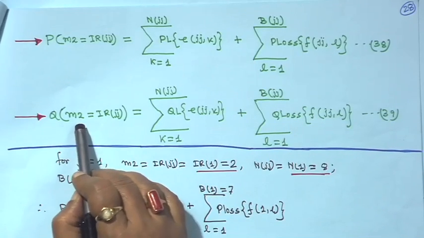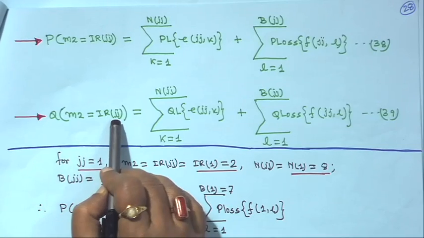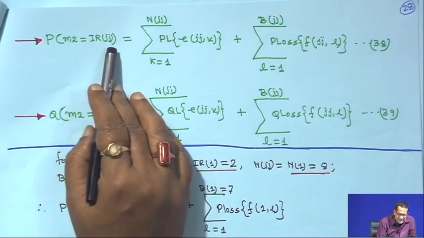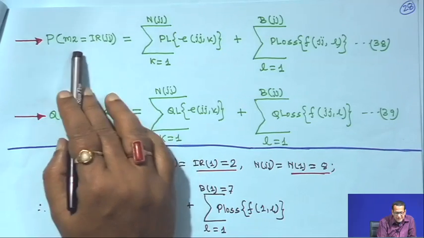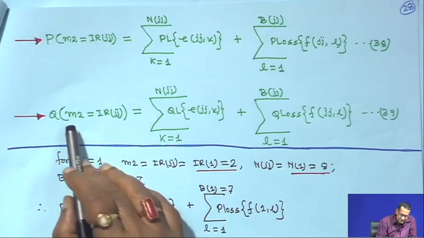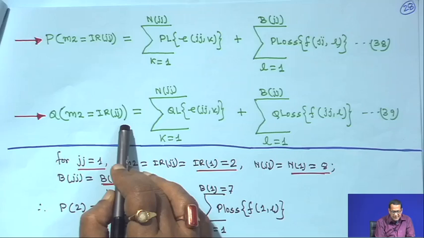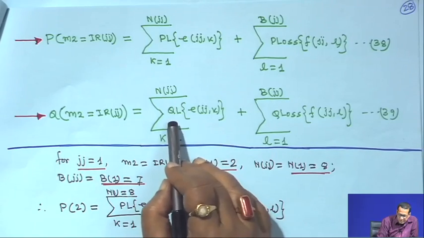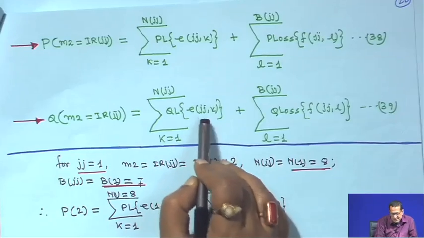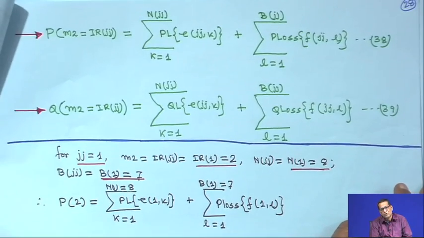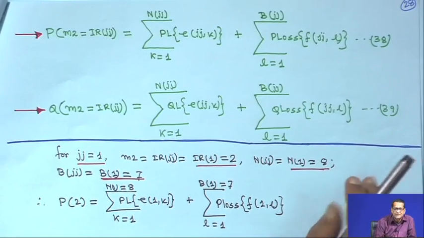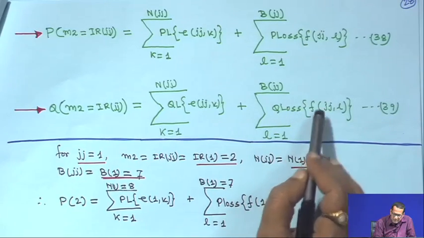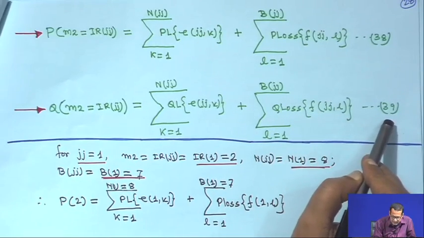Similarly, the total reactive power load fed to the receiving end, in generalized form: QM2 is equal to, if IR_JJ is equal to JJ, 1, then M2 will be 2. So in general, QM2 is equal to IR_JJ, the sum over K equal to 1 to NJJ of QL, in brackets E_JJK, this matrix element will remain the same as before, plus the sum over L equal to 1 to B_JJ of Qloss times F_JJL. This is equation 39.